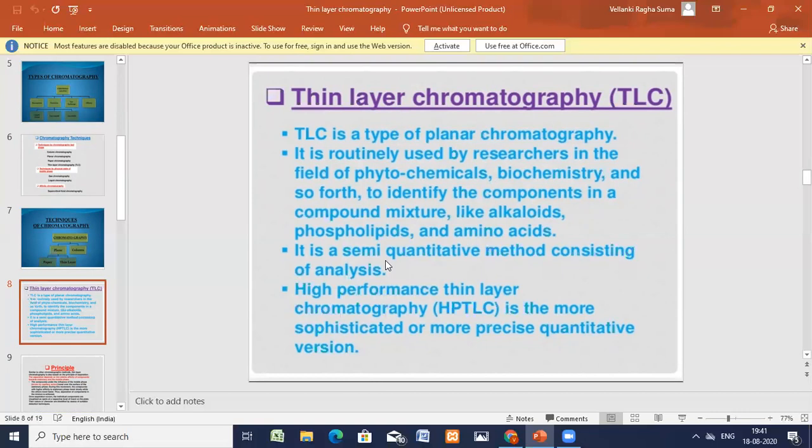It is a semi-quantitative method of analysis. HPLC, high performance thin layer chromatography, is a more sophisticated and more precise quantitative version. And we'll see the principle behind this one.